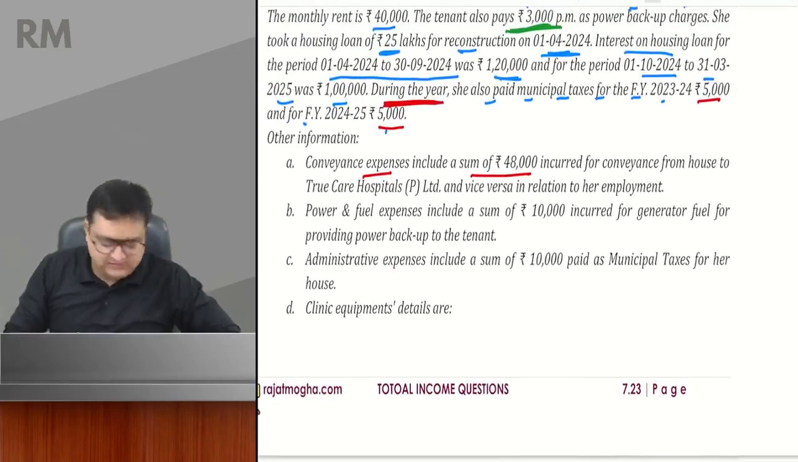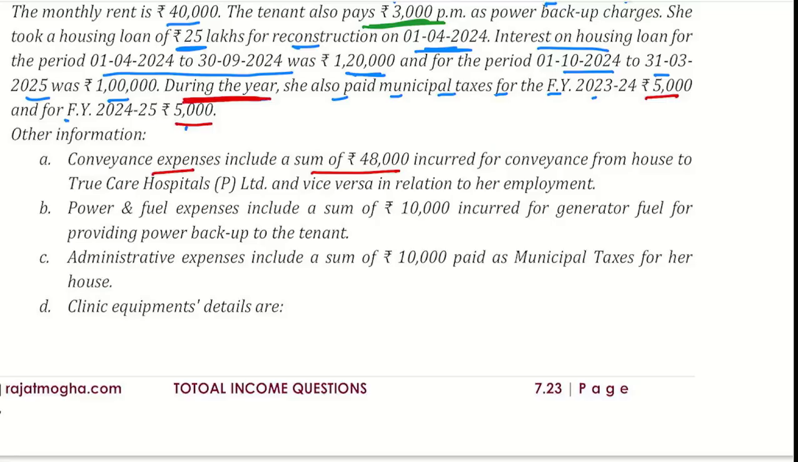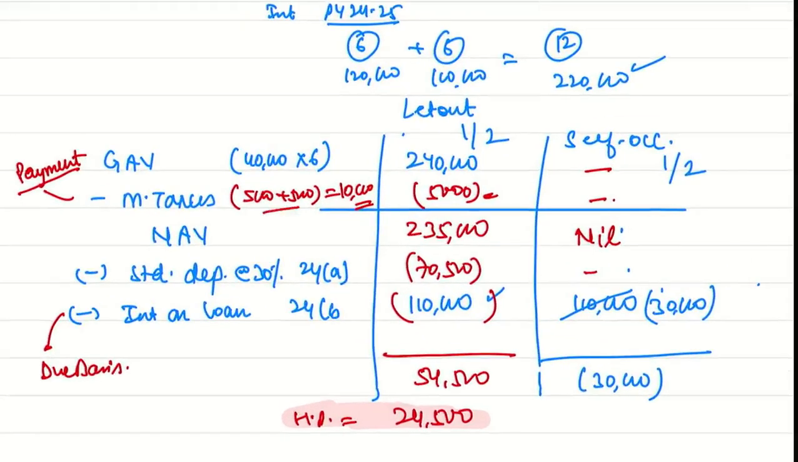Administrative expenses. Admin expenses include a sum of 10,000 paid as municipal taxes for our house. So 10,000 is the municipal taxes. Obviously, it's a house property expense. And we have already taken 10,000 over here.